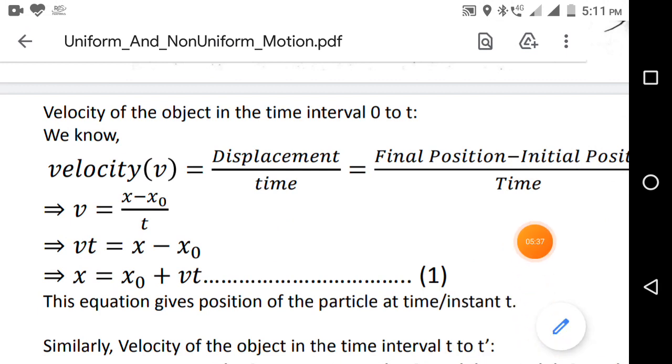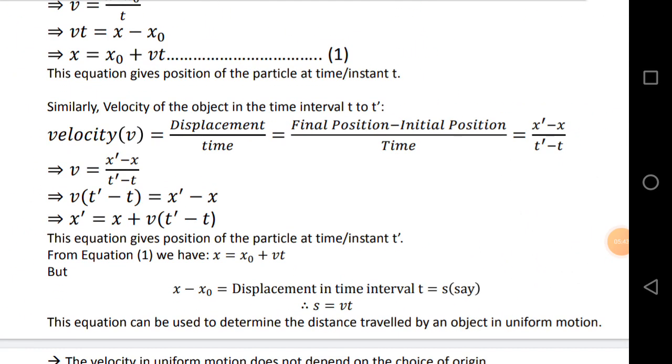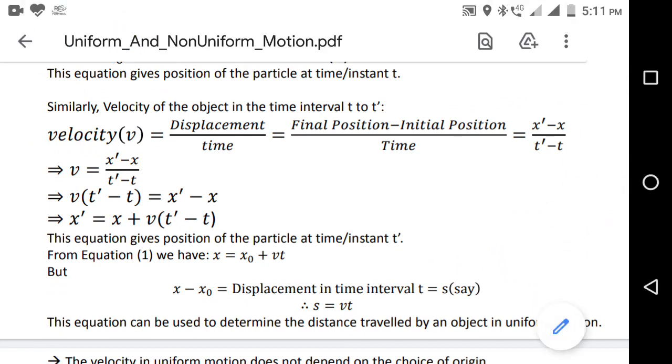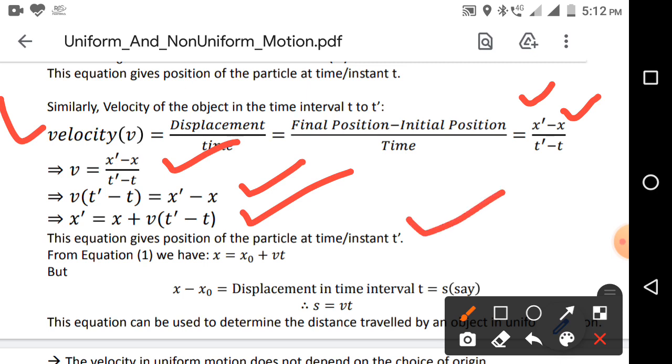Similarly we can find the velocity of the object in the time interval t to t dash. In this interval the initial position is x and the final position is x dash, so we can write the velocity as displacement by time, equal to final position minus initial position by time, x dash minus x by t dash minus t. So v equals x dash minus x by t dash minus t, then v into t dash minus t equals x dash minus x, then x dash equals x plus v times t dash minus t. This is the equation for finding the position of the particle at time t dash.